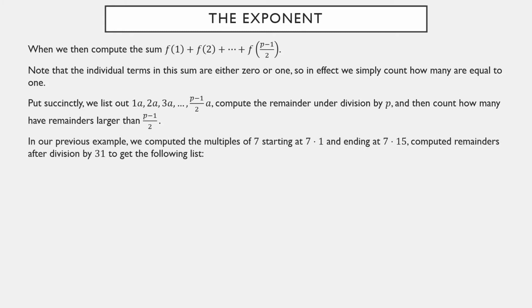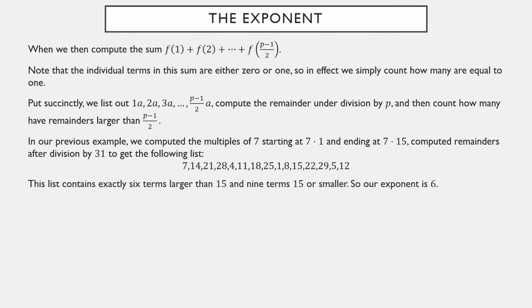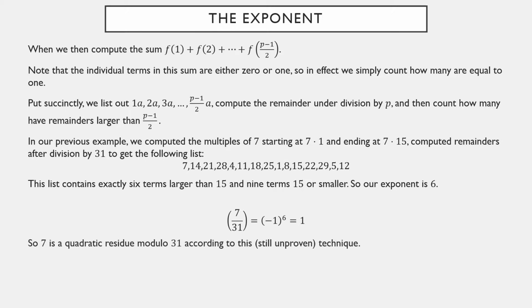In our previous example, we computed remainders and we got the following list. This contains exactly 6 terms larger than 15. 1, 2, 3, 4, 5, 6. Therefore, there were 6 terms larger than 15. So our exponent is 6, and we compute negative 1 to the 6th, which is 1. So 7 is a quadratic residue modulo 31 according to this technique. Now what we didn't have to do was apply Euler's method and compute 7 to the 15th.